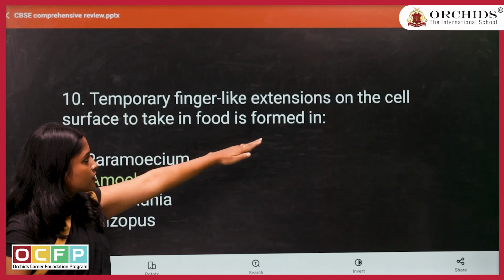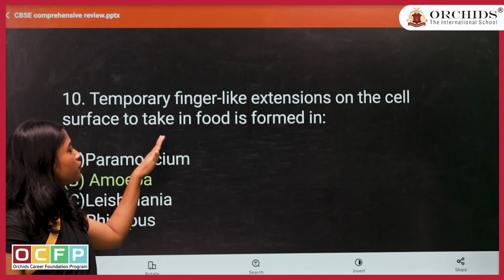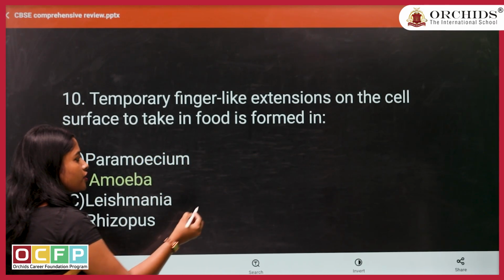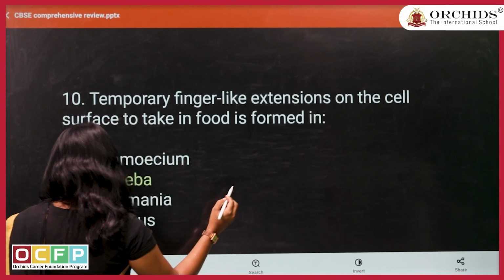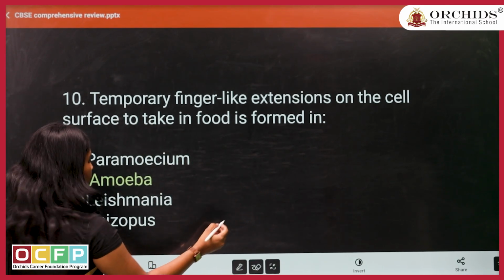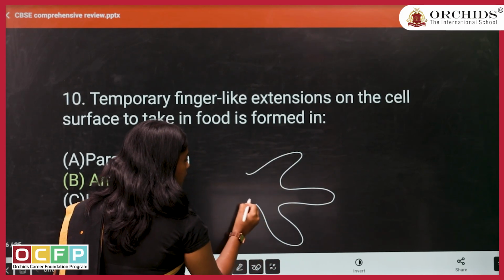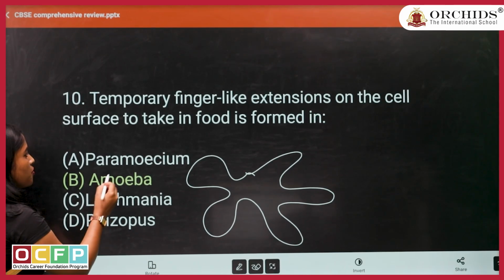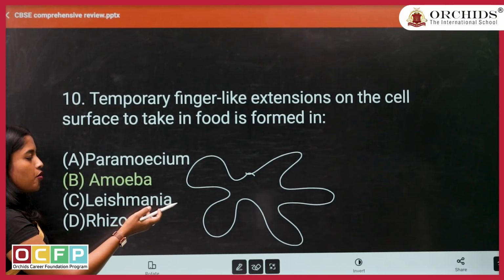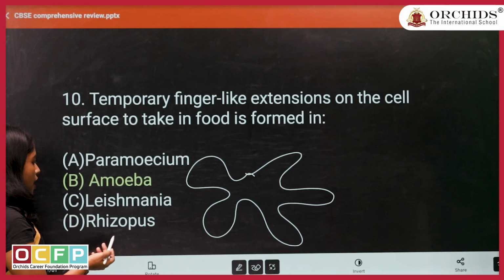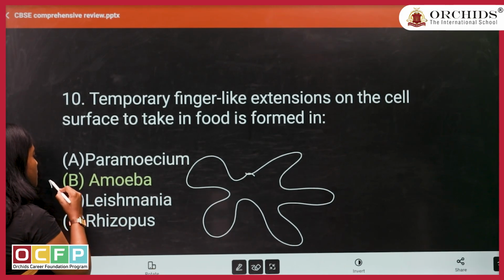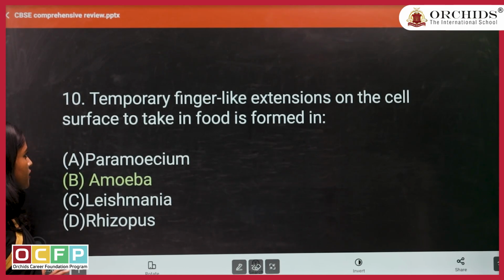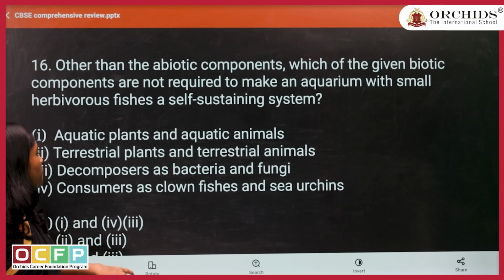Temporary finger-like extension on the cell surface to take in food is formed in. I hope you remember temporary finger-like projections; they are formed by amoeba. These are called pseudopodia. Paramecium doesn't form any pseudopodia, Leishmania doesn't have them, and Rhizopus is a fungus. So option B is the correct answer. This is the easiest MCQ which you had in your papers.